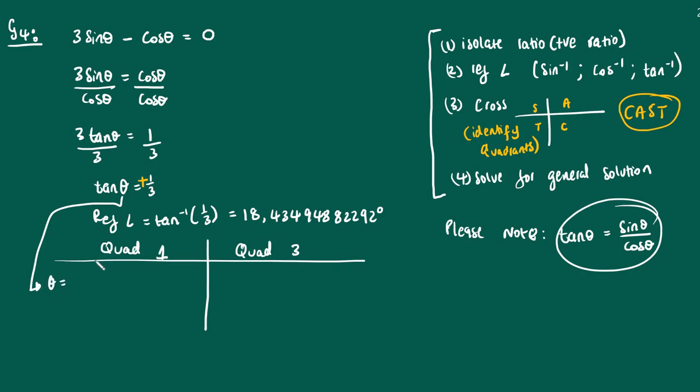Theta will be equal to the reference angle in quadrant 1 plus 360 degrees times k. So the reference angle is 18,4, but it's already there. It's going to give us the final answer here, so we can round it off to 18,43 degrees plus 360 degrees times k. Right. Yes, there is a question. Yes, ma'am.